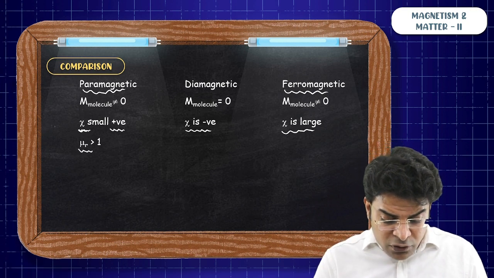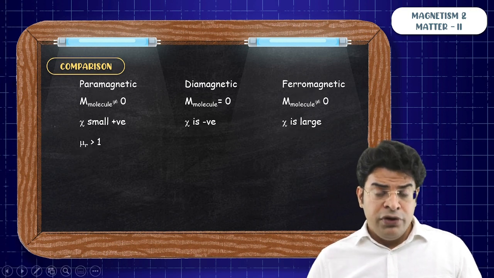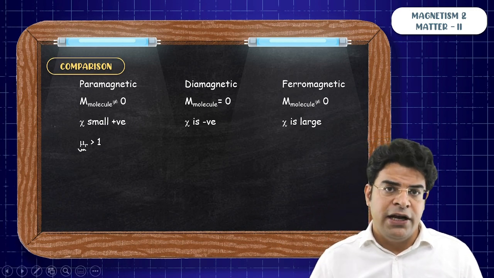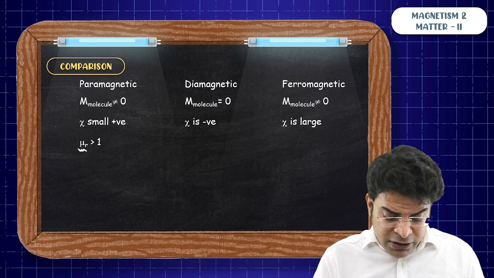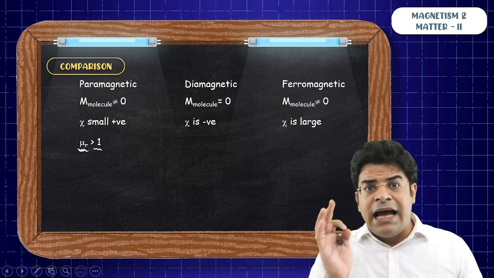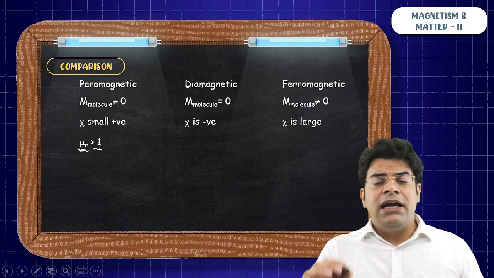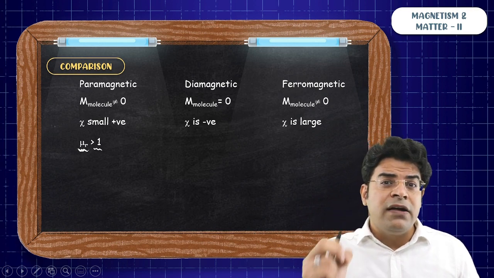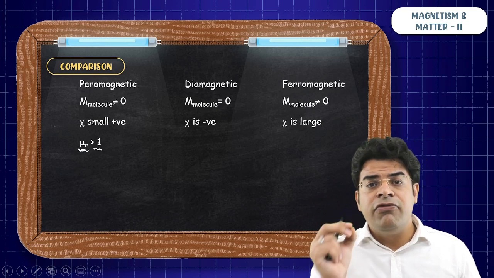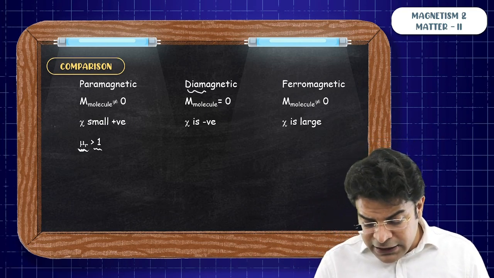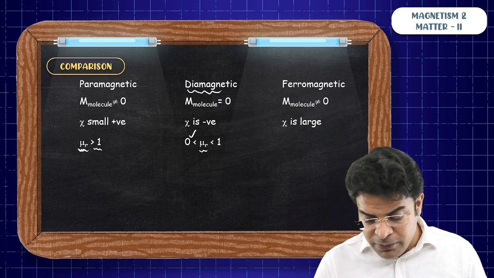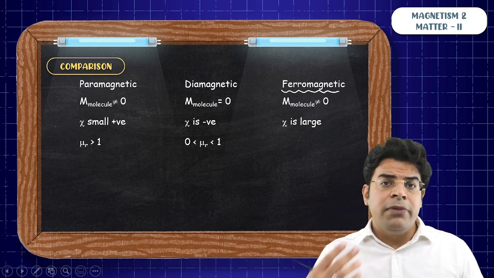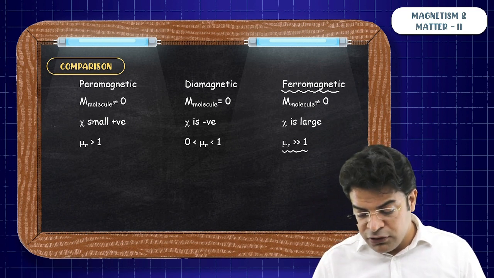If we talk about relative permeability, we know that inside a paramagnetic substance, the magnetic field is more than the applied magnetic field. Hence, the relative permeability is greater than 1. For diamagnetic substances, we have learned that the permeability comes out to be less than 1. And for superconductors, which are perfectly diamagnetic substances, the relative permeability is 0. So for diamagnetic substances, the relative permeability lies somewhere between 0 and 1. And for ferromagnetic substances, again the relative permeability is a large number of the order of thousands.